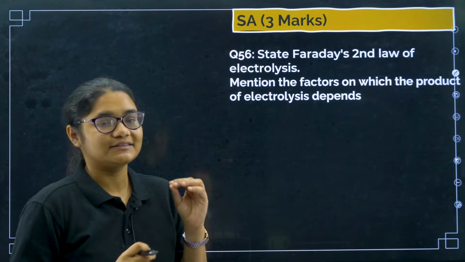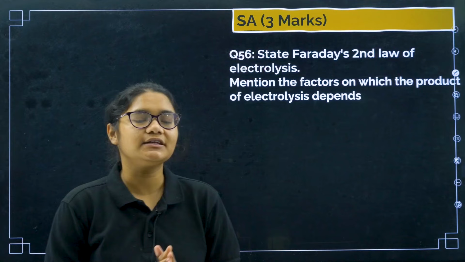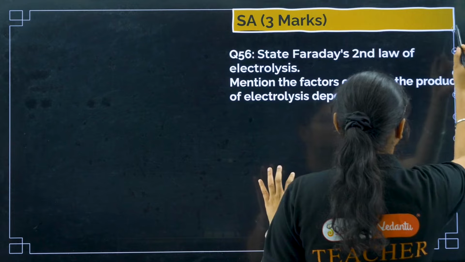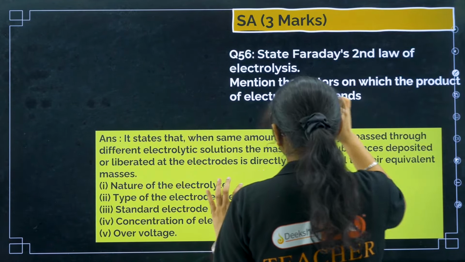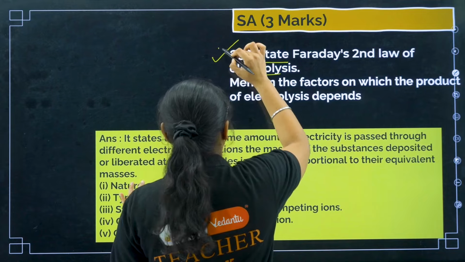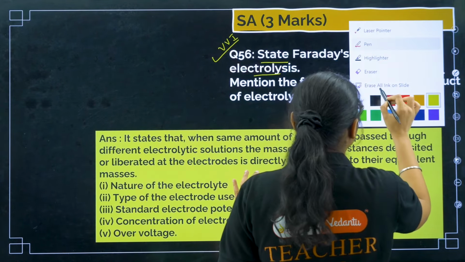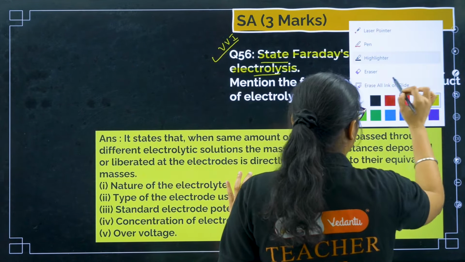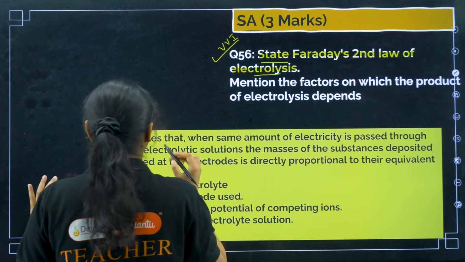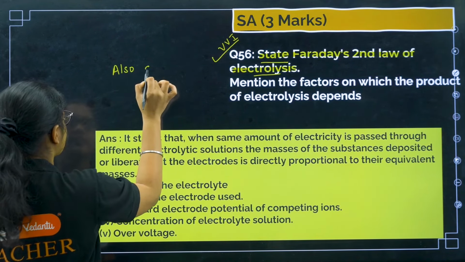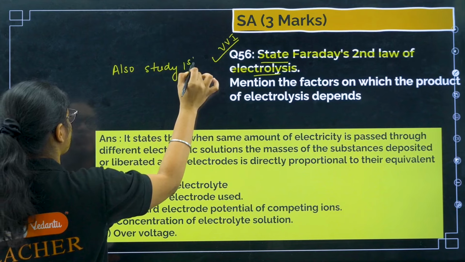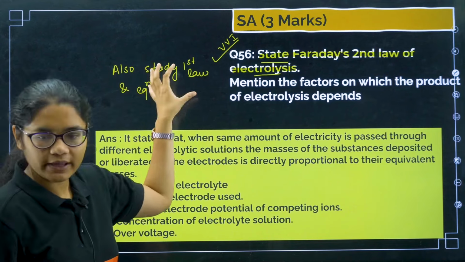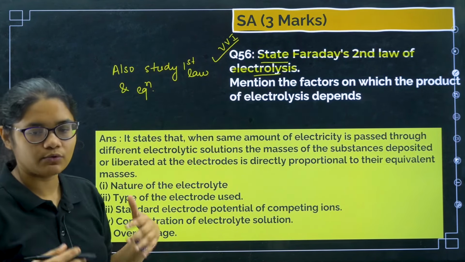So the first question is, state Faraday's law of electrolysis and mention the factors on which the products of electrolysis depend. Let me first tell you about the importance of this question. This first part is very important. You must learn both the first law and the second law of Faraday's. Also remember to study the first law and its equation. You have to revise this one as well. I have added some questions, and I'll also be giving you what else you have to study.